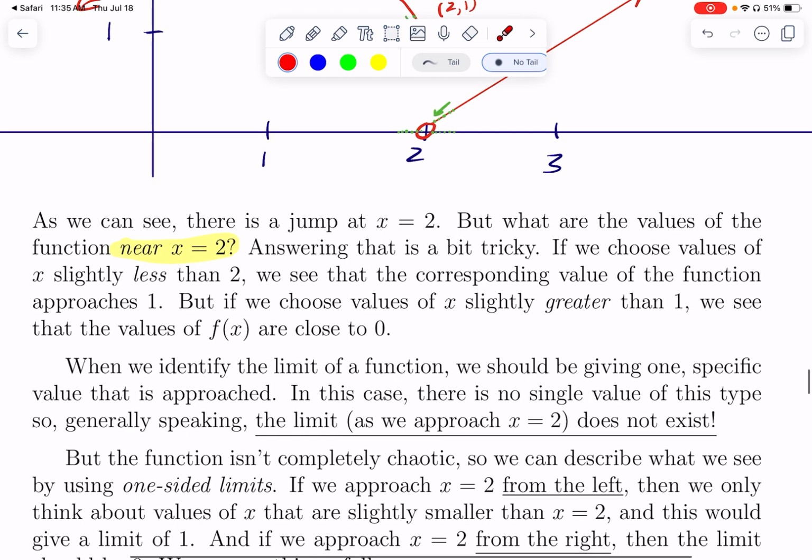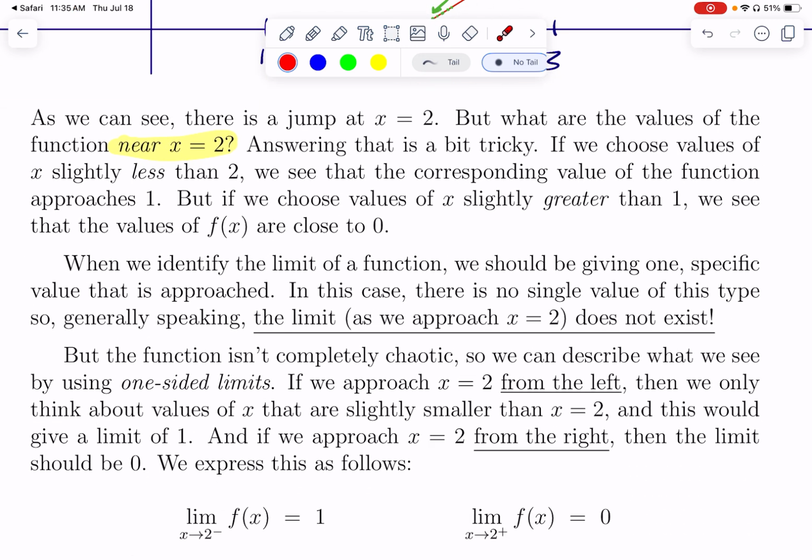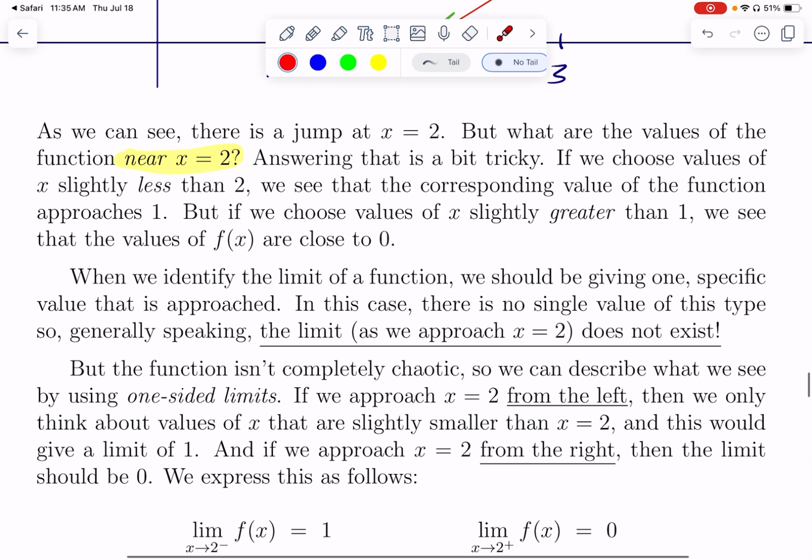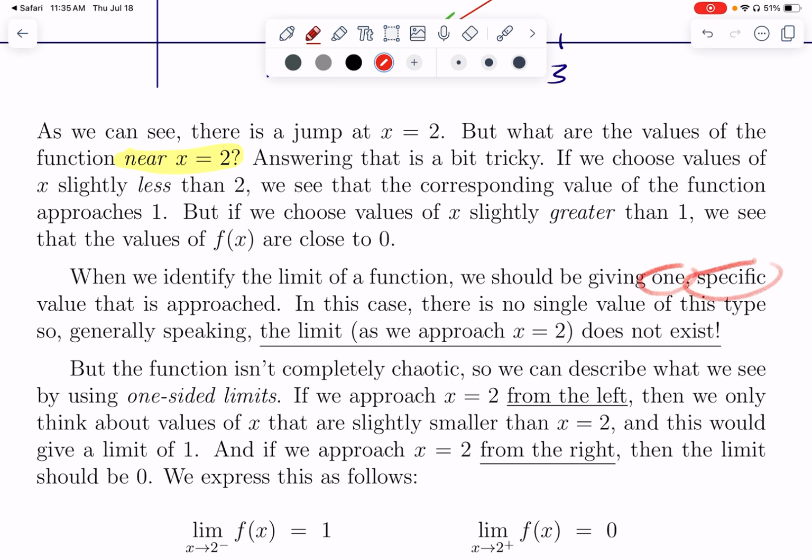Well, here's what we would remind ourselves. When we talk about the limit of a function, we should be giving one specific value that is approached. When I say the limit is 5, that means without a doubt, near that certain x value, my y values are getting close to 5. And in this case, there's no number that has this. On the one hand, it's 1. On the other hand, it's 0. So we're really not seeing that we have one specific value that's approached. So the most general thing we could say here is that for this example, the limit as we approach x equals 2 doesn't exist.